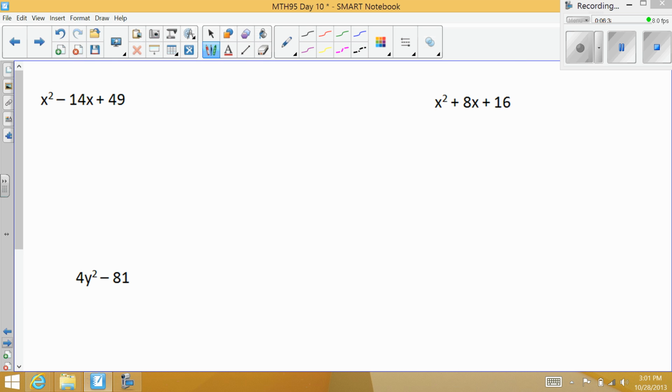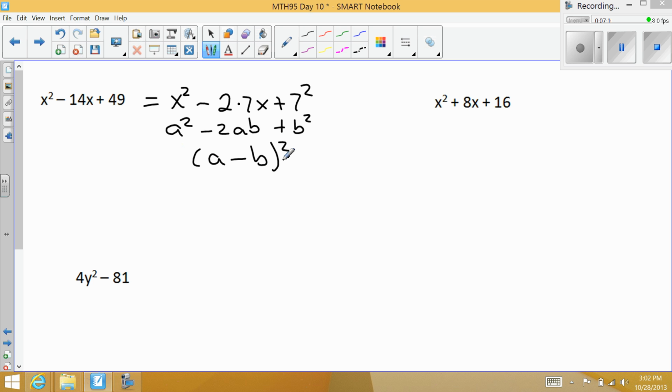A few more examples here. x squared subtract 14x plus 49. Again, this is optional. I have x squared, 14x is 2 times 7x, and 49 is 7 squared. So I have that format of a squared subtract 2ab plus b squared. Now our formula says this will factor to a subtract b squared, or a subtract b times a subtract b, which in this case would simply be x subtract 7.